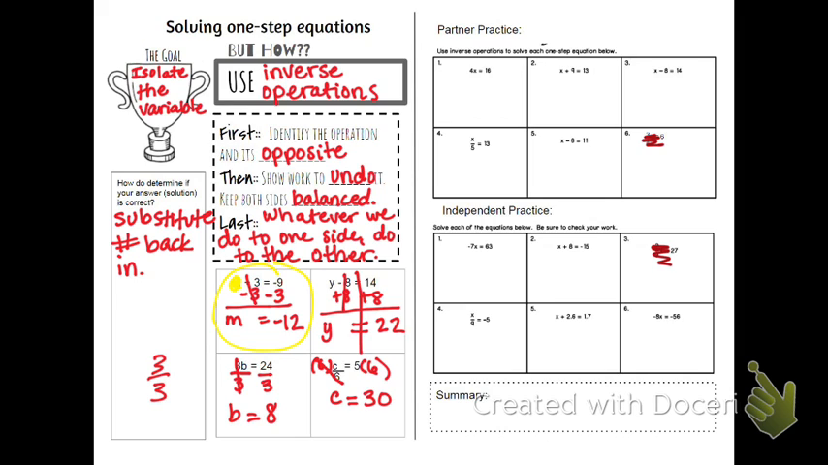So these are the problems. You can take a picture of them right now or pause your video and write them down. This is going to be what you turn in for your class grade, okay?